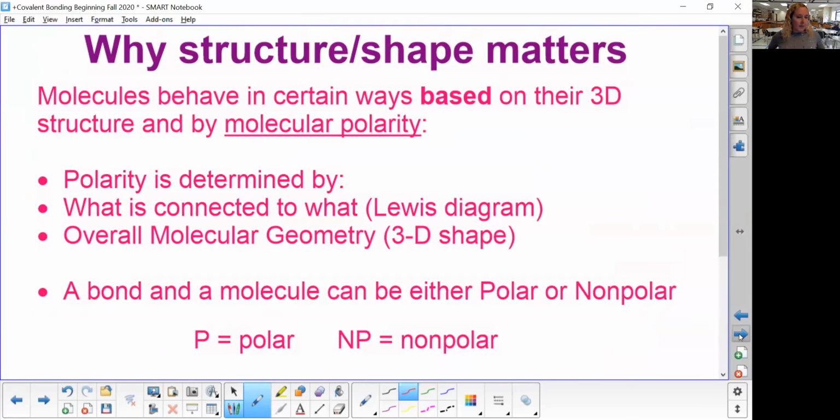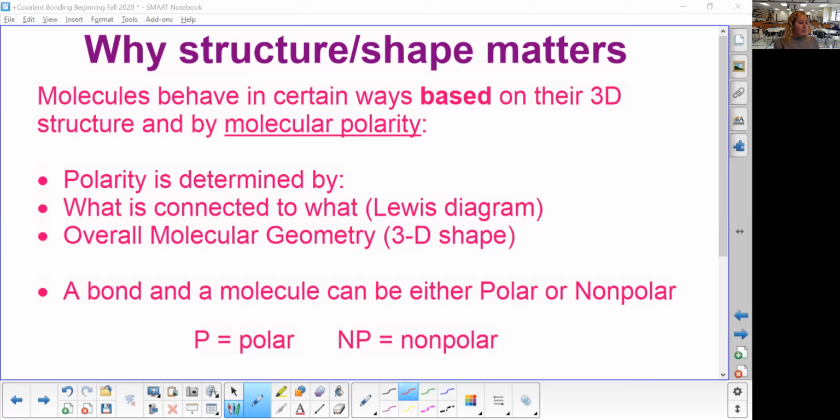So why does structure matter? Why do we care how atoms orient themselves in three-dimensional space? Okay. And so now we're getting into the application phase of this unit, where everything we learn builds on itself, especially in this unit, but you're going to start to see more and more applications of it. So molecules behave in certain ways based on how they orient themselves and by their molecular polarity.